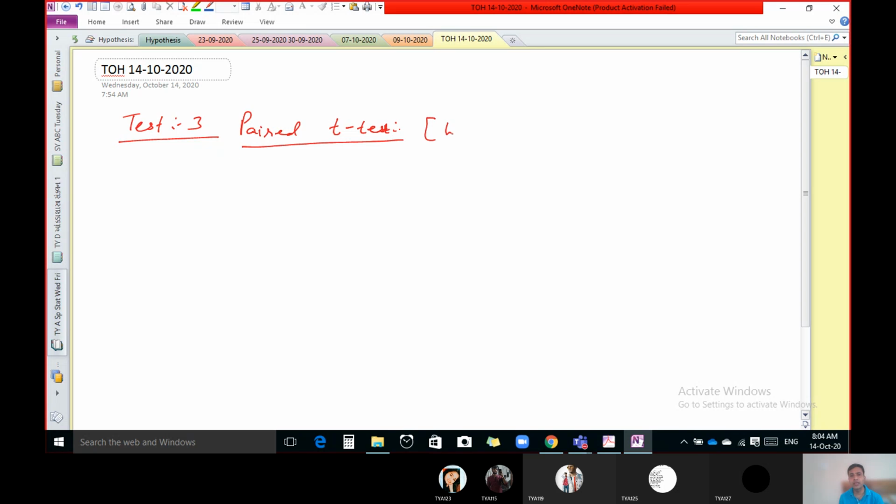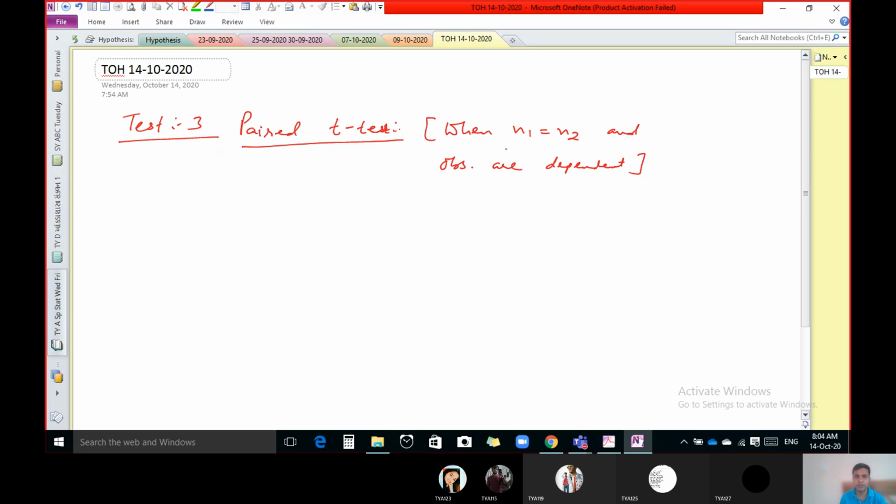When we have to apply this test: when n1 and n2 are the same, that is n1 equal to n2, and observations are dependent. In that case, we have to use paired t test. Now, once again, if these two conditions are satisfied, then we have to apply this test.